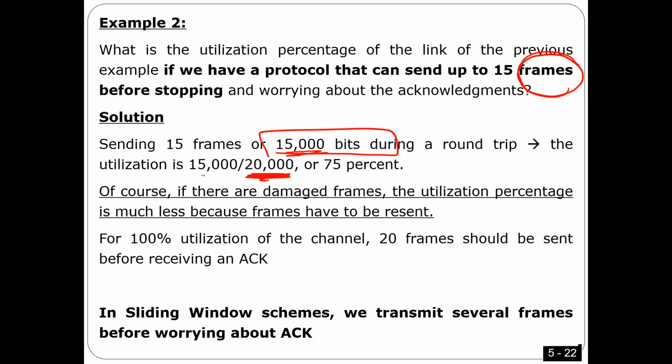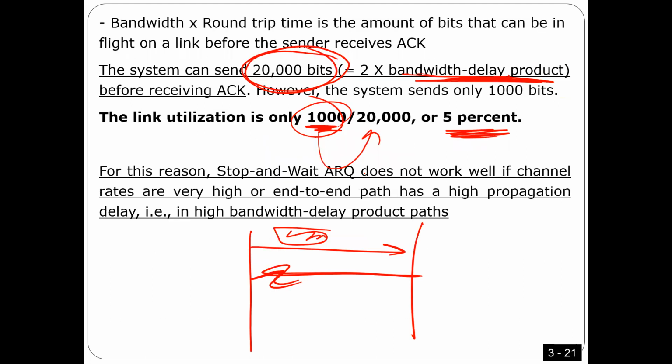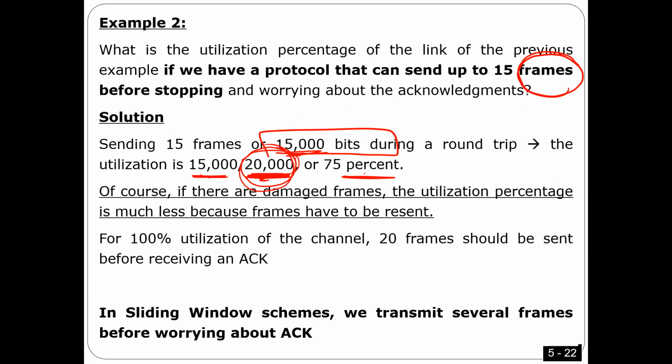So in this case, I transmitted 15,000 out of the 20,000 capacity. Can you listen to me, please? So actually, the utilization was improved from 5% to 75%. In order to achieve 100% utilization of the channel, I can transmit up to 20 frames before I receive the acknowledgement for the first frame. You got what I'm saying?